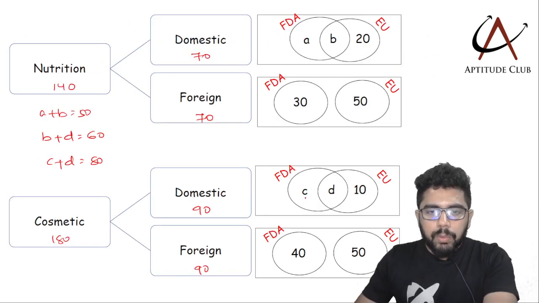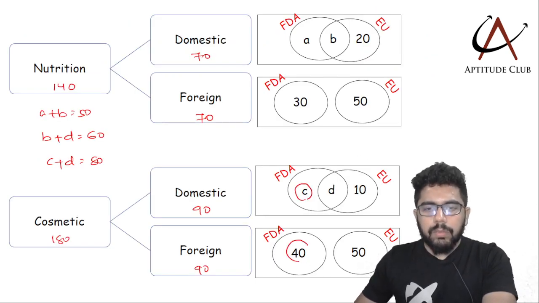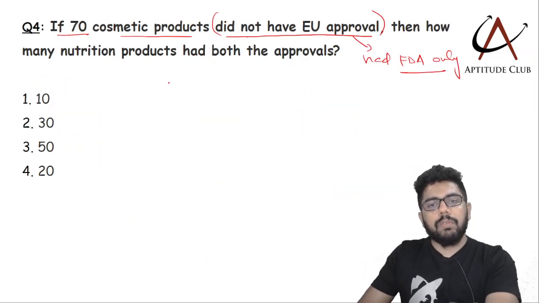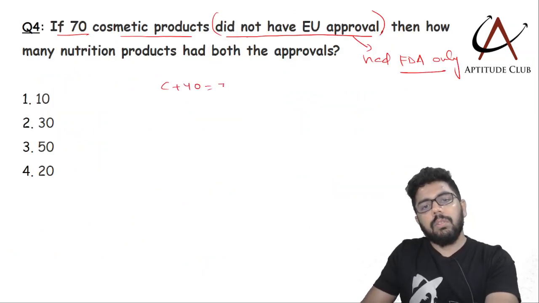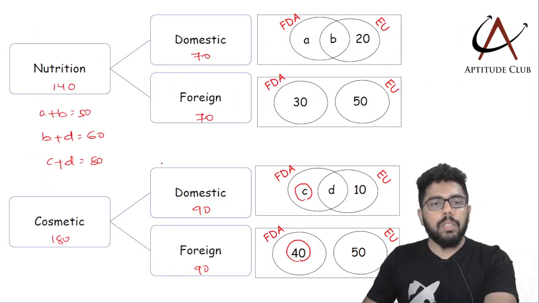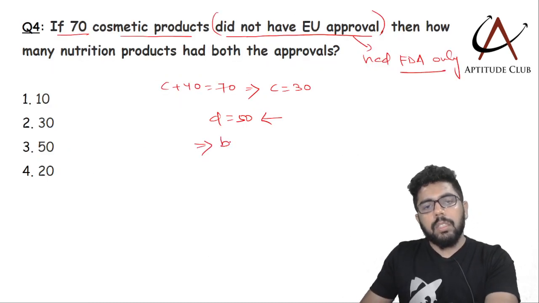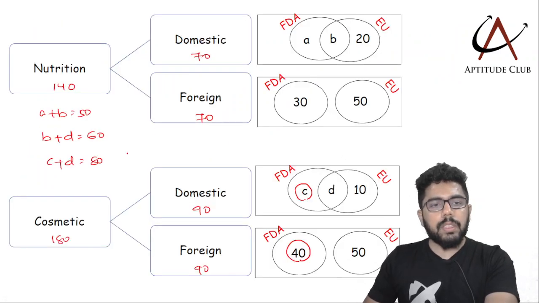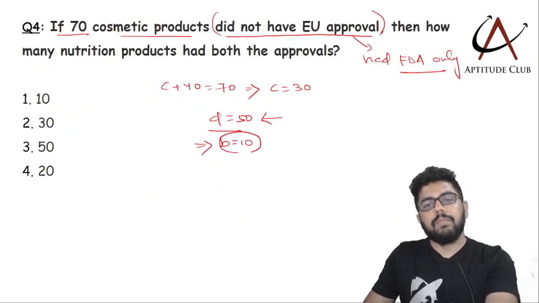So only FDA approval is C plus 40. So C plus 40 is equal to 70. This implies C is equal to 30. If C is 30, D will be 50 because C plus D is 80. And if D is 50, B plus D is 60, so B will be 10.